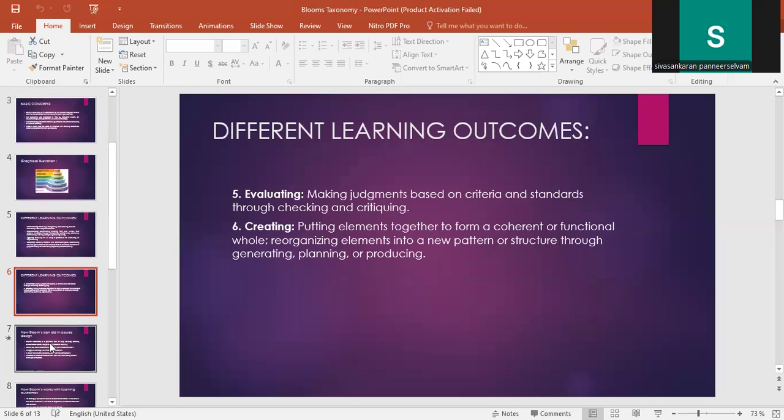The fifth, or last but one, is evaluating: making fair judgments based on different criteria and standards through effective checking and critical questioning. The last one is creating. In this stage, students can create new patterns of ideas for further future scope in their studies, for example a research project or whatever it may be. So they have to advance their level of knowledge and learning skills in the last, 6th stage.